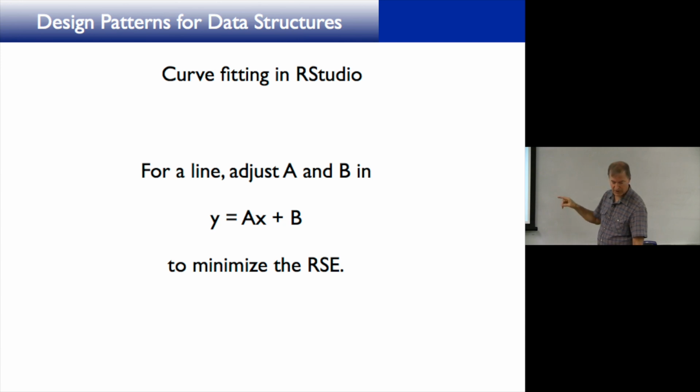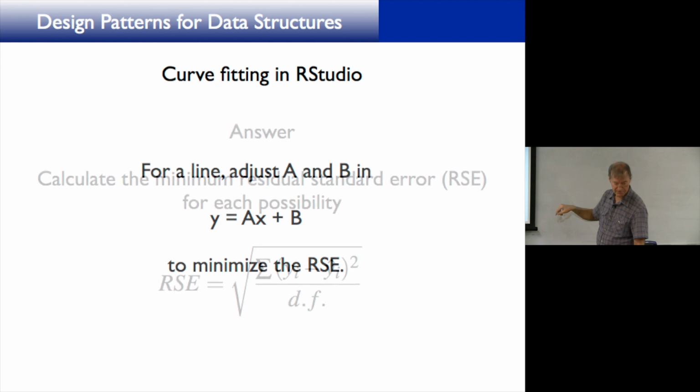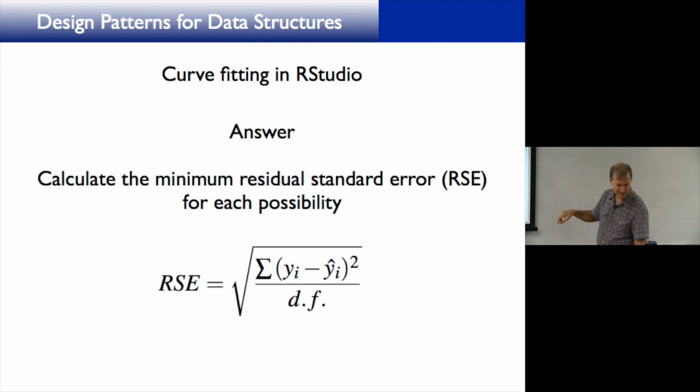So what you do for a line is adjust A and B in y equals ax plus b to minimize the RSE, the residual standard error.